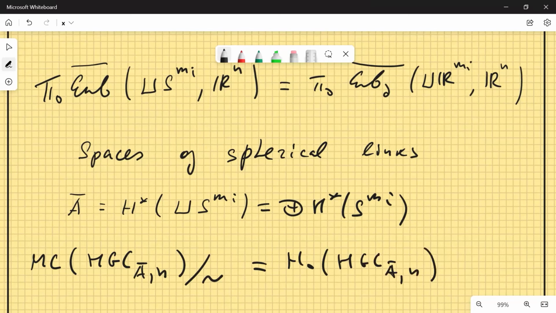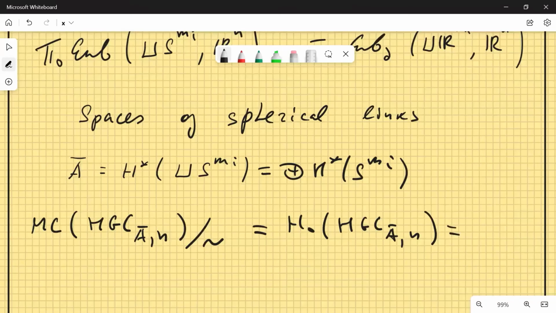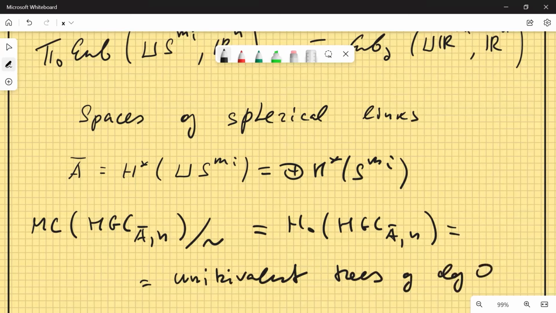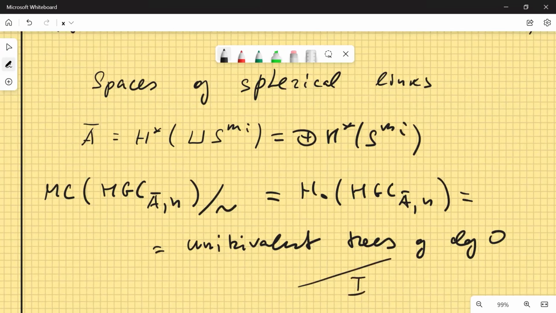AN, and actually we get exactly the same space of unitrivalent trees. So unitrivalent trees of degree 0 modulo the IHX relation. So somehow the degree 0 homology of this graph complex is going to be exactly the same as the degree 0 homology for the case of string links. And this is really by degree reasons.